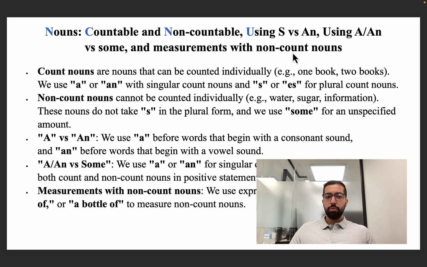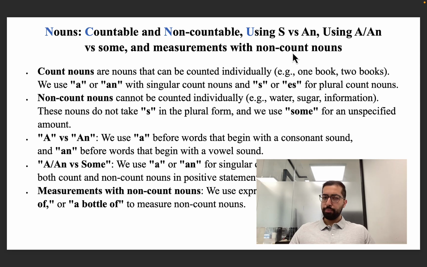Let's go. Count nouns or countable nouns are nouns that can be counted individually. For example, one book, two books. We use a or an with singular count nouns and s or es for plural count nouns. Non-count nouns cannot be counted individually. For example, water, sugar, we cannot count them. They are not countable. These nouns do not take s in the plural form, and we use some for an unspecified amount. For example, some water, not two water or three water.